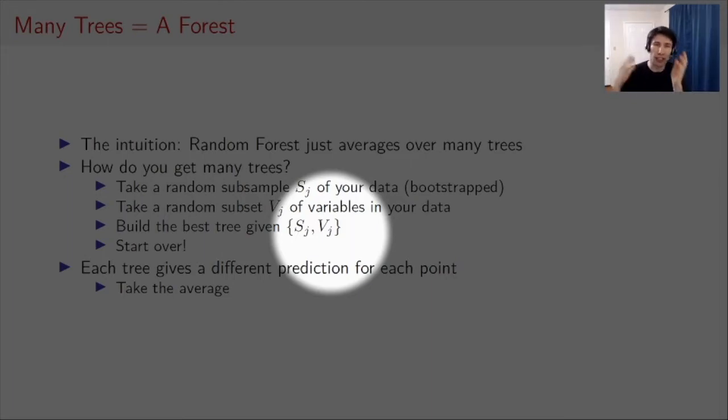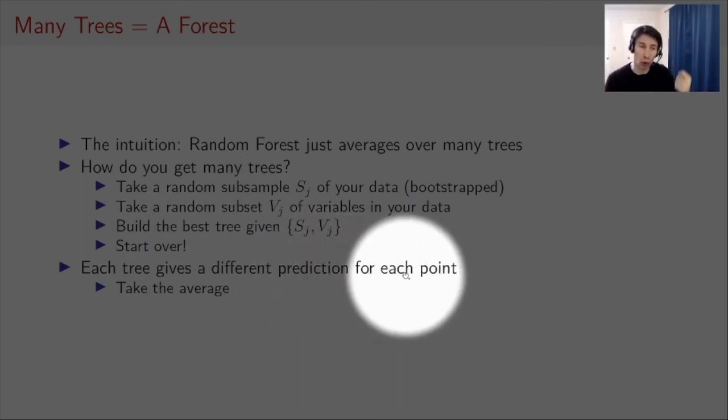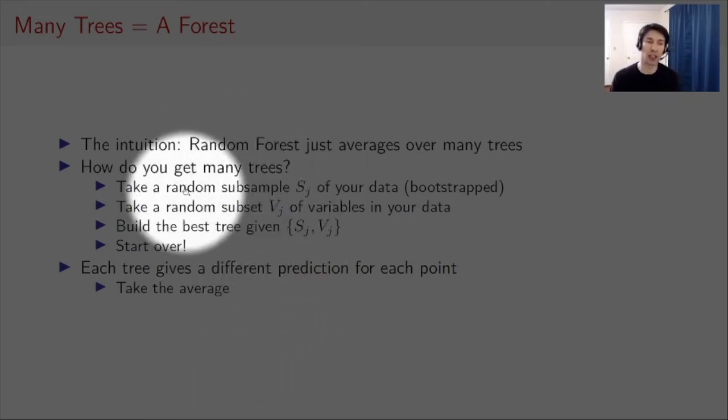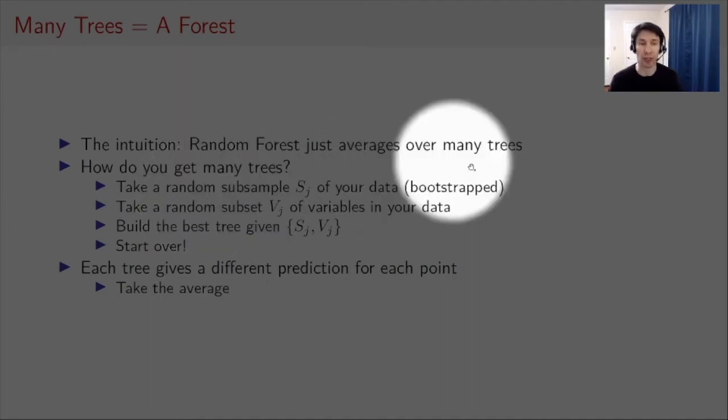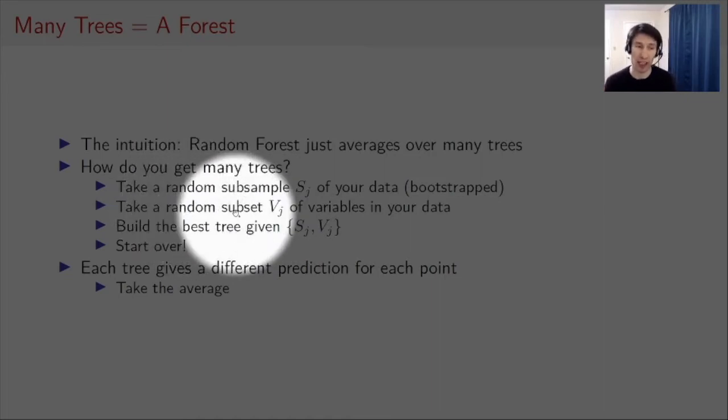And then you start over, taking another subsample of your data and another subsample of your variables, and you make the best tree given that. And you do this repeatedly as many times as possible. Each of these trees is going to give a different kind of prediction for each of your possible points, and what you're going to do is take the average of that as your predicted value. Now, why are they called random forests? Well, because the subsample you take is a random bootstrapped subsample, and the subset of variables is also a random subset. And because you are making a bunch of random trees, we call that a random forest.